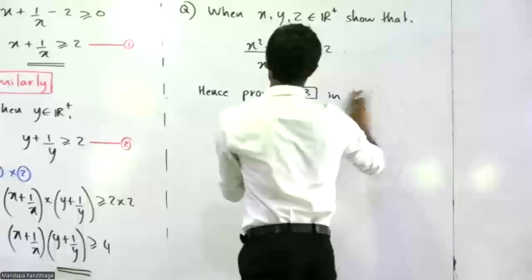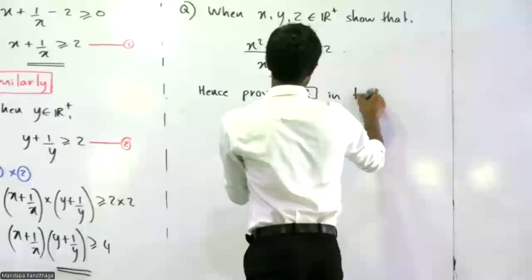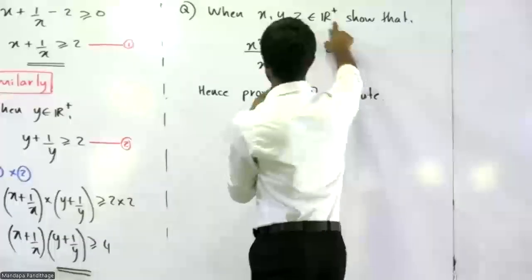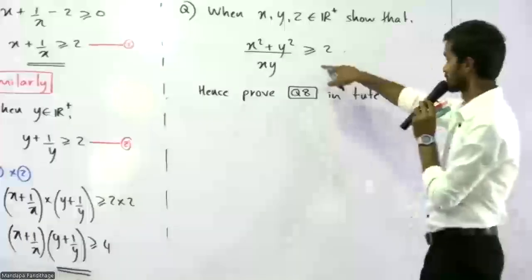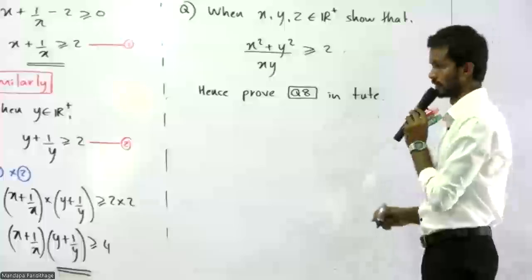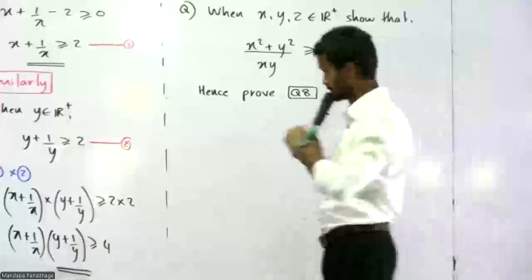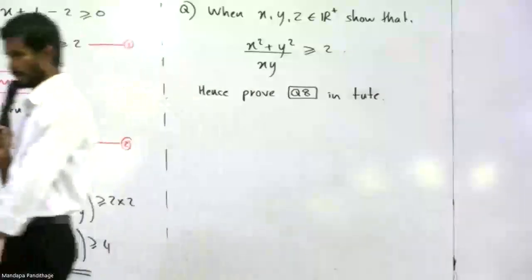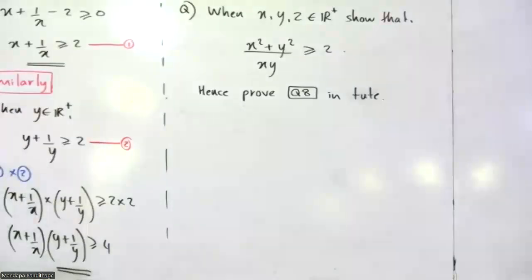Okay, the question is when x, y, z are positive real numbers, show that this one. First, show this one. Hence, prove question 8 in the dude. So first you need to show this one. Hence, prove question number 8 in the dude.